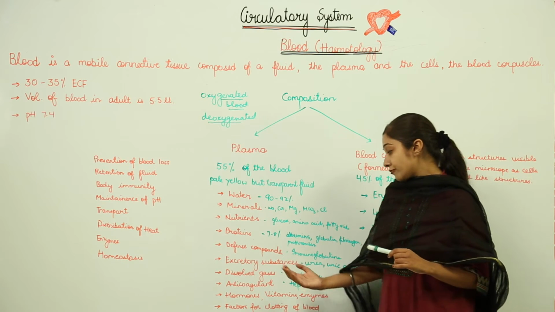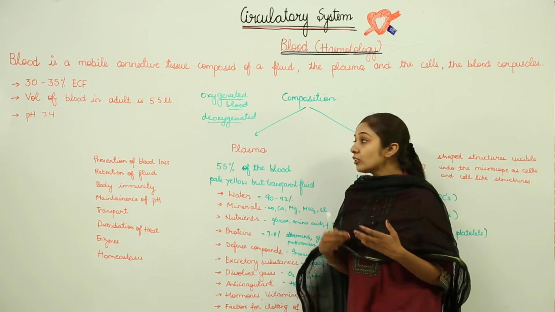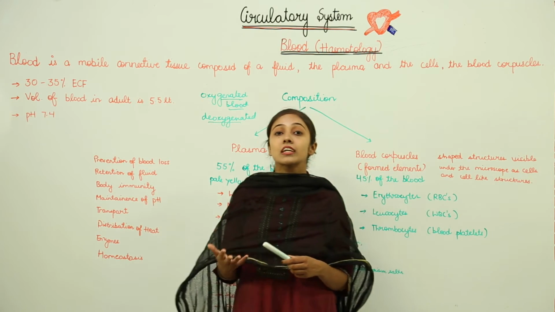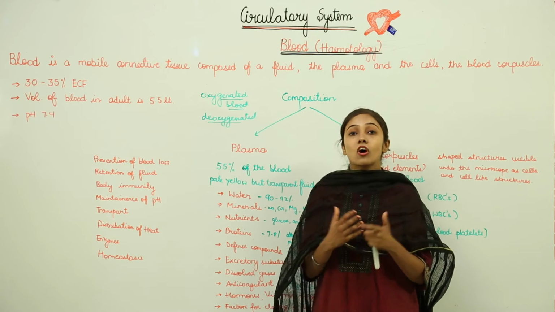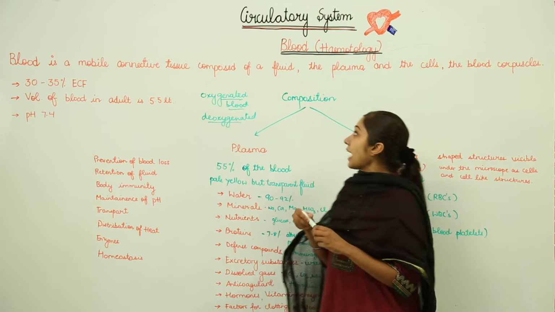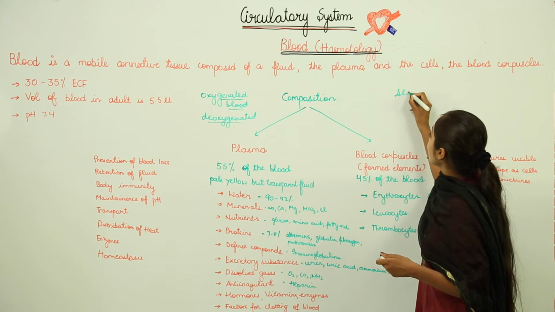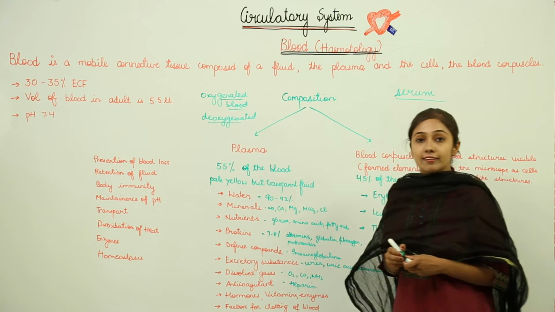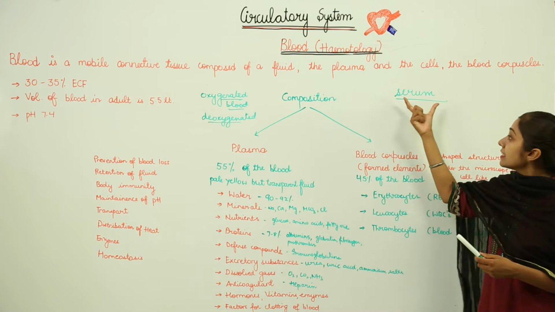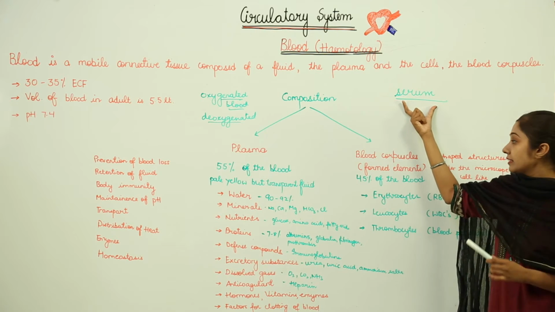Plus we also have factors which are there for clotting of blood. When the factors for clotting of blood are not there, then we call that fluid serum. When the clotting factors are absent, we call that fluid what? The serum, right? Just remember this.